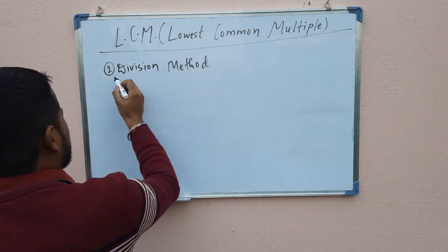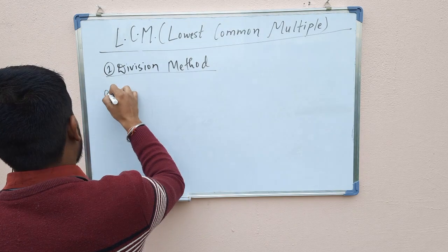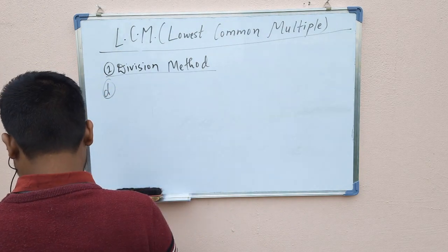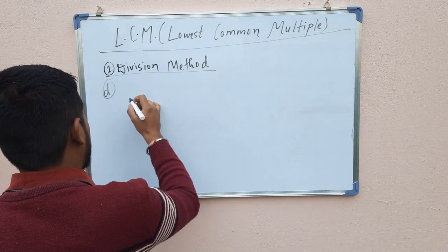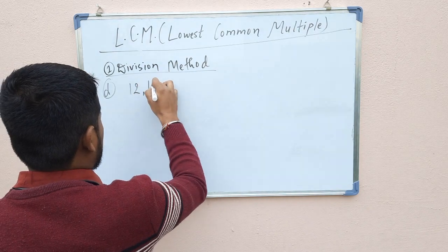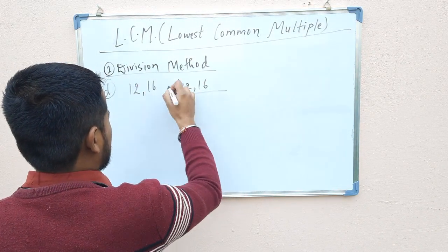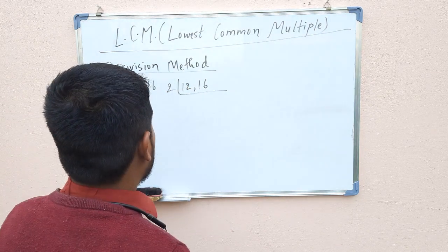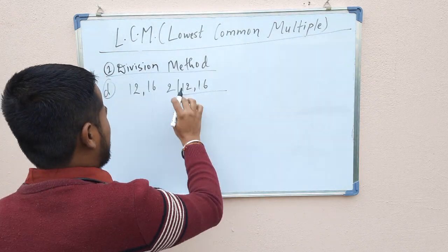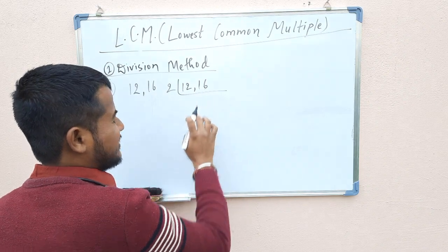CD number. Okay, D number now. Let's do 12 and 16. Now write that number which will divide both 12 and 16.